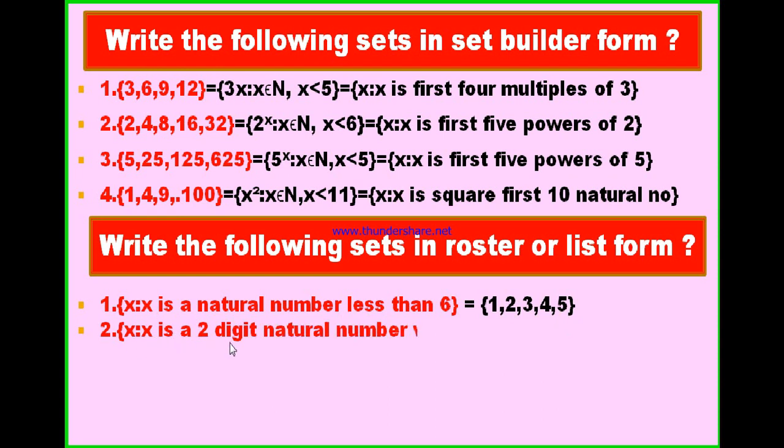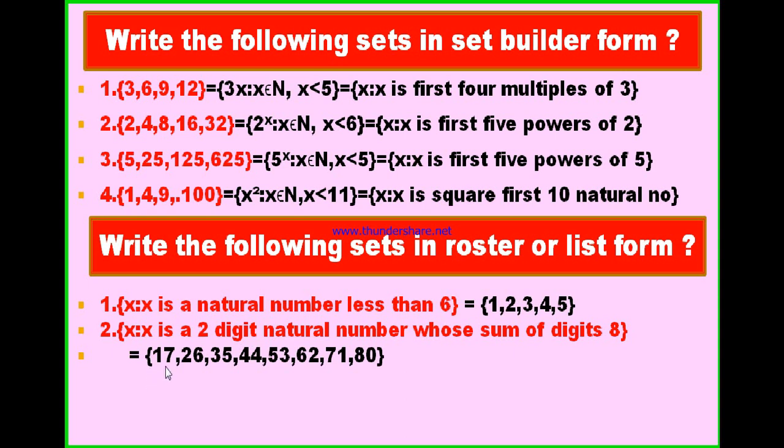X is such that x is a 2-digit natural number whose sum of digits is 8. 2-digit natural numbers. The smallest 2-digit natural number is 10. And what is the largest 2-digit natural number? 99. Now from 10 to 99, what are the numbers whose digit sum is 8? We have to pick up. Here the first number is 17, next is 26, 35, 44, 53, 62, 71 and 80.